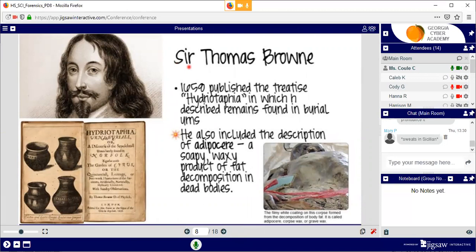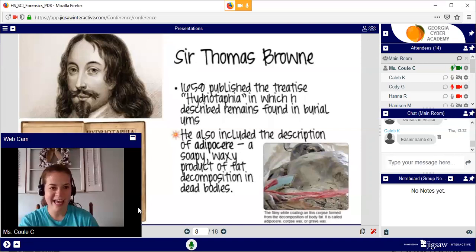Then we have Sir Thomas Browne, and in 1658, he published the treatise Hydriotaphia, in which he described remains found in burial urns. Yeah, Thomas Browne, that one was an easy one, right? And he included the description of something called adipocere, which is really fun. It's a soapy, waxy product of fat decomposition in dead bodies. Don't you love that, adipocere? Soapy, waxy product of fat decomposition. Woohoo! Okay, so Sir Thomas Browne is the one that gave us that description of adipocere.